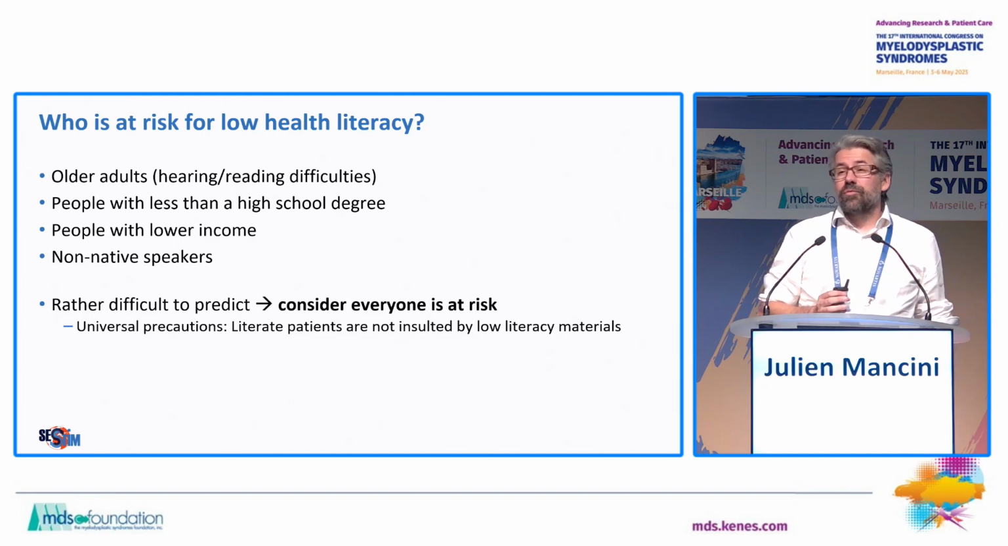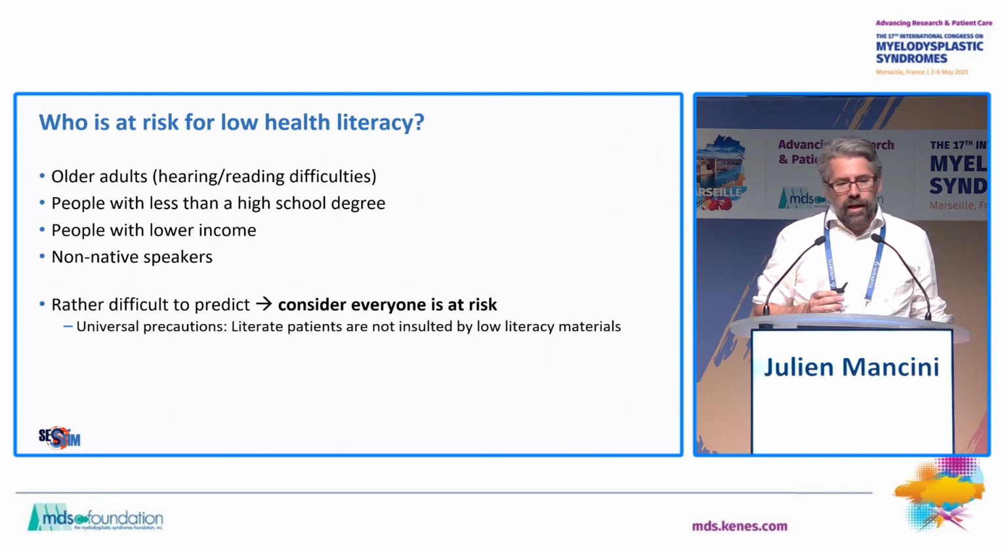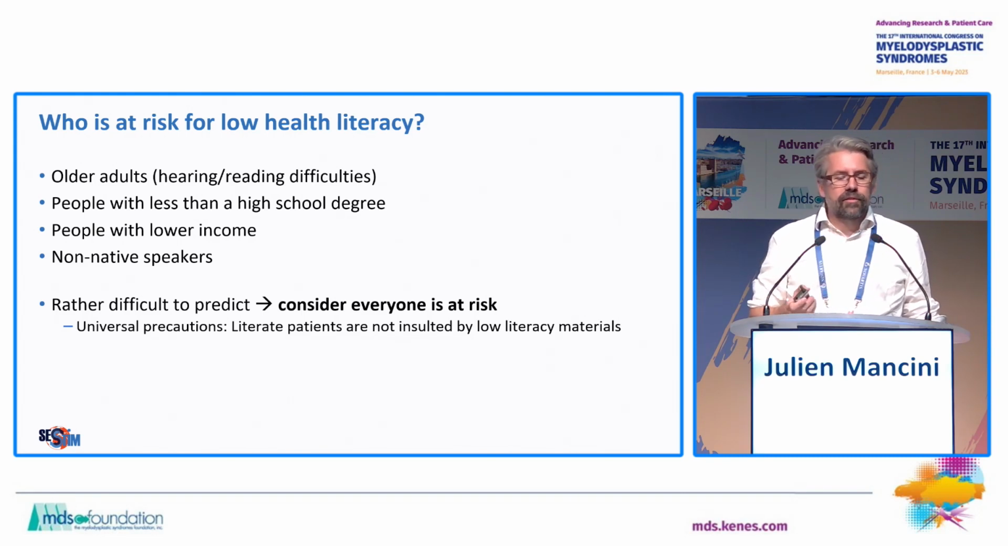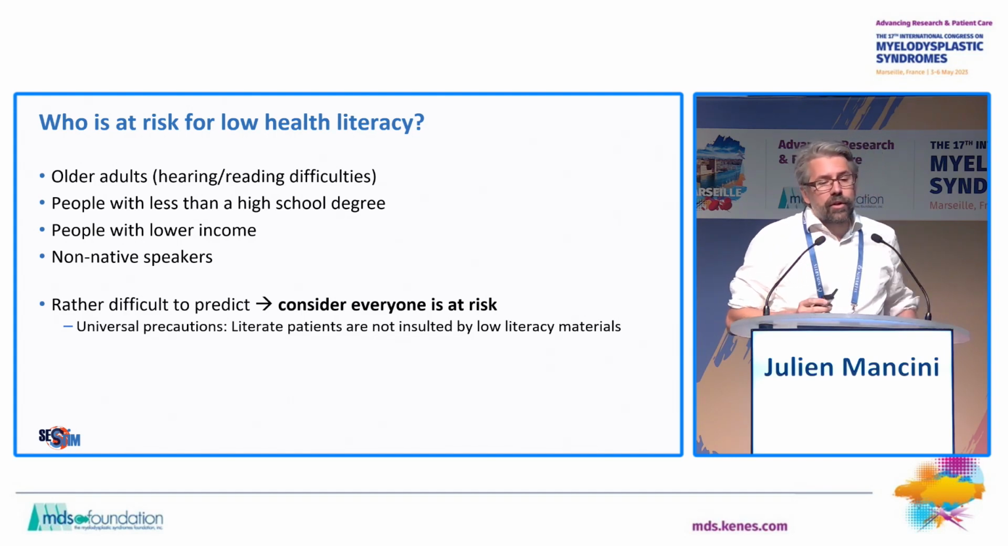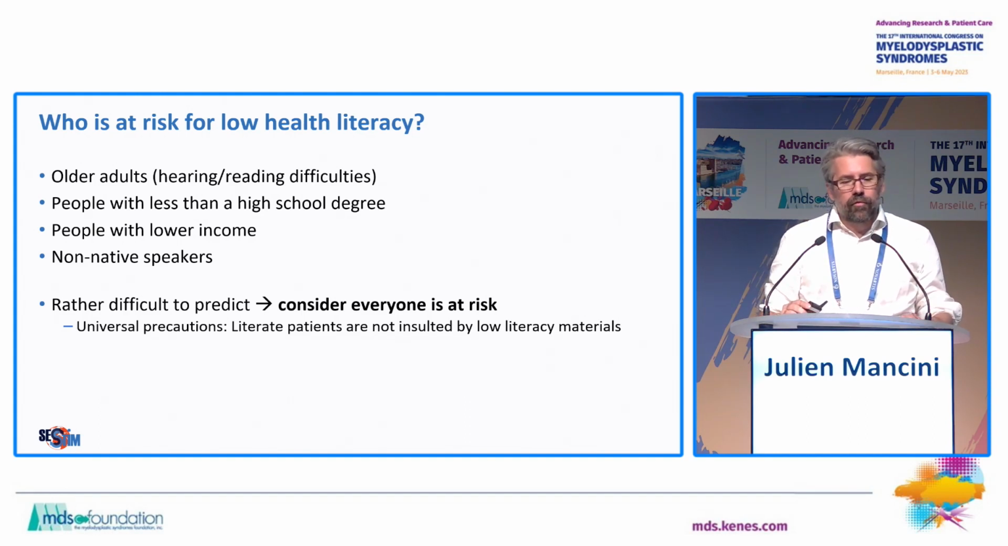So that brings us to think of what should be done and who we should target. And so who is at risk for low health literacy? We already said that older adults are at risk, in particular if they've got hearing, reading, or cognitive difficulties. And globally, there is a social gradient, with people with less education and lower income generally showing a lower health literacy level. And of course, as it is linked to literacy, non-native speakers will usually have a lower level of health literacy. However, it's rather difficult to predict, and a colleague, Professor Laurent Rigal in Paris, has shown that physicians were not really able to predict the level of health literacy of their patients.